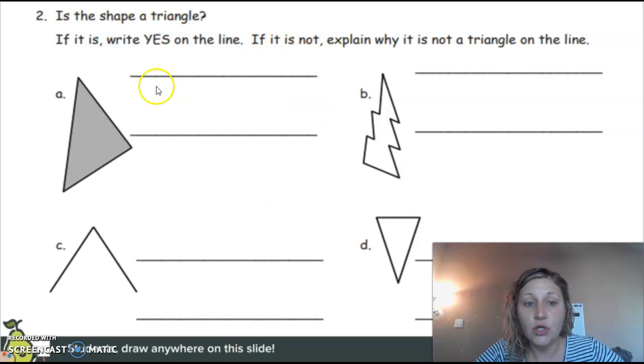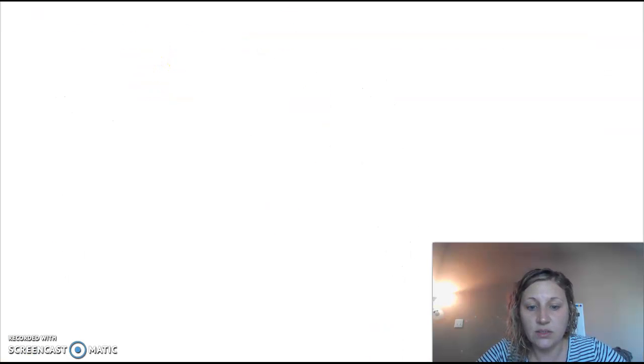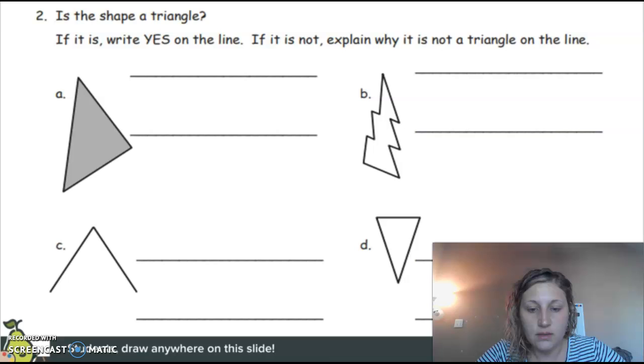If it is, you're going to write yes. Let me get my highlighter. Where you're going to write yes on the line if it is a triangle. If it's not, I want you to write no and then explain why it's not a triangle.